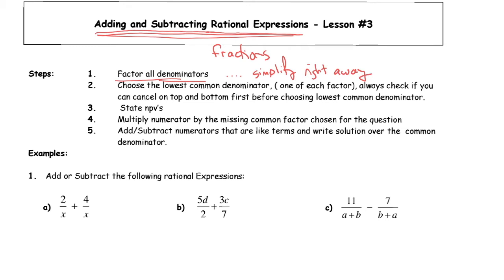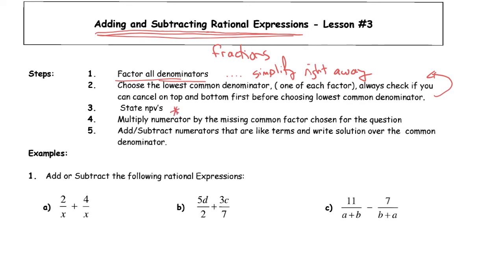Then we're going to choose the lowest common denominator. I'm just going to have one of each factor, or as many as you need of each factor. Always check if you can cancel on the top or the bottom, the numerator and denominator, before choosing the lowest common denominator. That is referring back to that simplifying. Make sure that you've factored and you've simplified before you start choosing your common denominator.